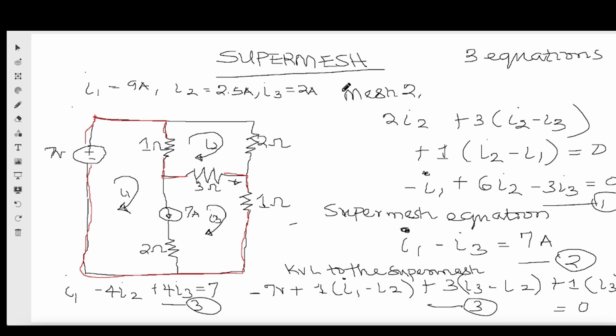So if you have 5 meshes, you are looking for 5 equations. Your super mesh will take what? 2 equations. Therefore, organize your equations and solve the system of equations for the mesh current. And after that, you can get any variable of interest the question is asking you to get.